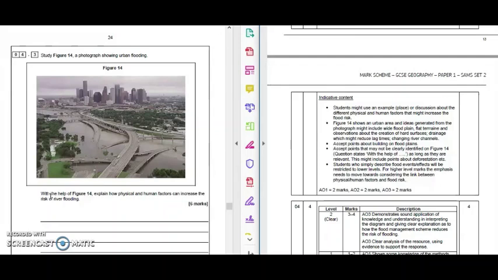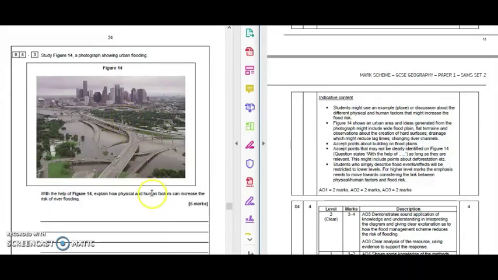In terms of human factors, well, we can see in this town here that there's lots of roads, there's lots of houses. So we could say there's lots of impermeable surfaces like concrete and tarmac. Impermeable surfaces just mean surfaces that don't let water go through them. So they'll stay on the surface, and therefore the likelihood of flooding is obviously greater. So like I say, in terms of figure 14, the roads, the tarmacs and the concretes are there.